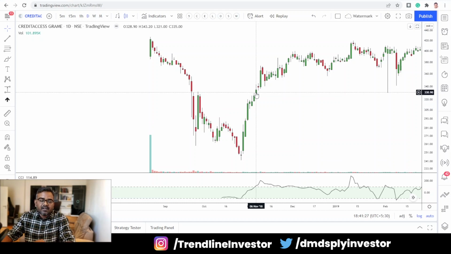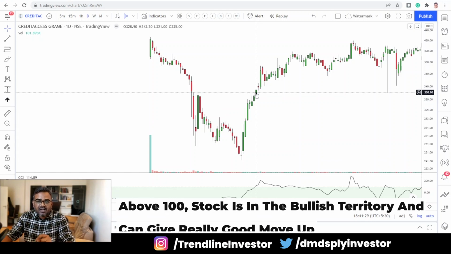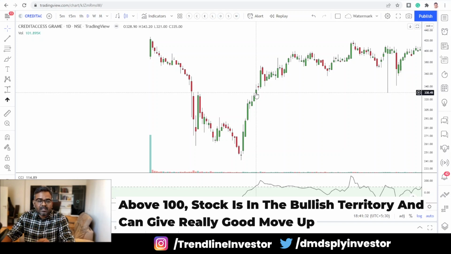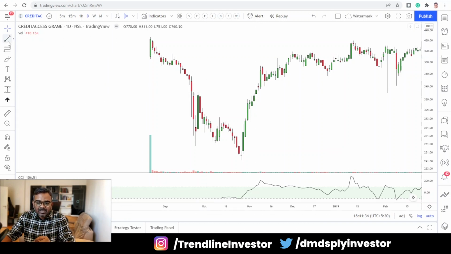Now 100 is when I feel the stock has really started a really good move up, and that's when it comes into my scanner. Now this point, what you want to check is, so this is the point when the stock crossed 100. I'm going to mark that point. I used Alt V to draw that horizontal line so that at this point the stock has crossed 100.